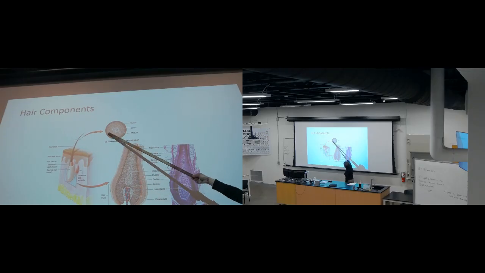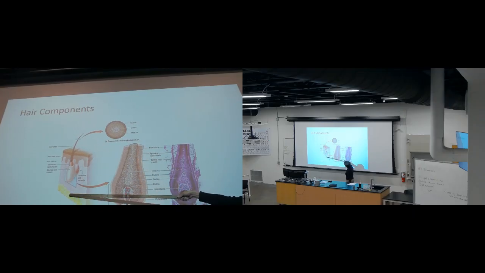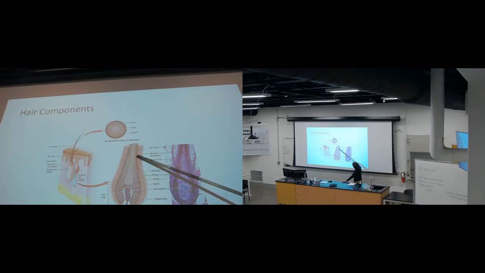And so that's the cross section of the shaft. But now, if you make a frontal or longitudinal section of the root, this is what it will look like. Again, this is the medulla, this is the cortex, cuticle. The cuticle is surrounded by this epithelial root sheath, and then the dermal root sheath, which all together, these membranes and all this part, make the hair follicle. And then at the deep part of the root, we have the hair bulb, this part.